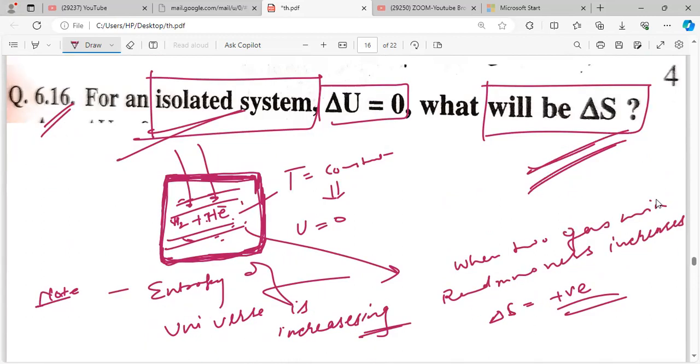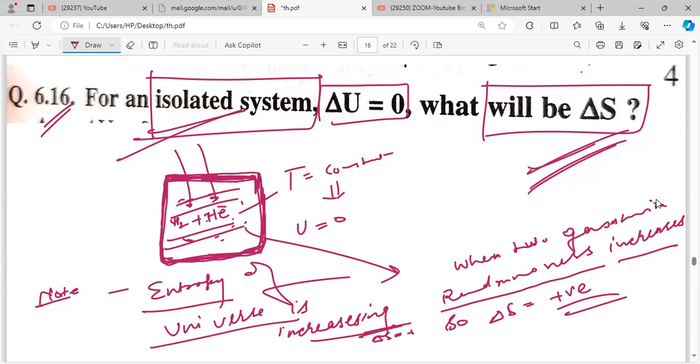Sir, can you dictate the answer? If it comes in the exam, I'll write in that way only. When two gases mix, randomness increases. So delta S will be positive. Note that entropy of the universe is increasing, so delta S is positive. This is the note.